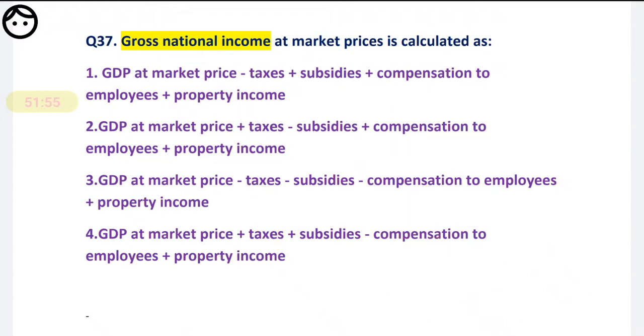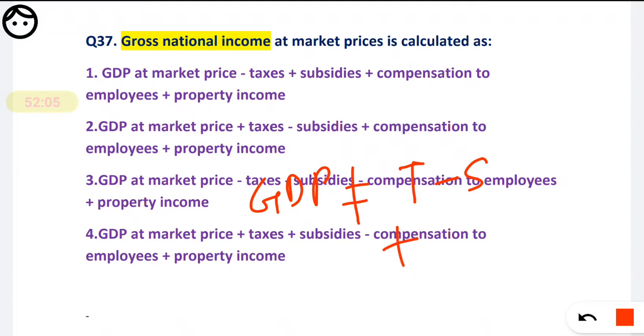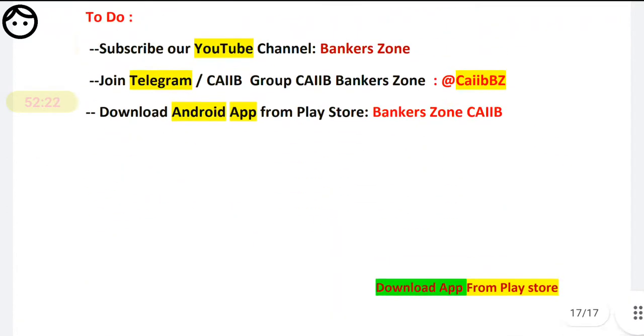You have to just remember the important thing: GDP at market price, plus tax, minus subsidy, plus whatever the income to the Indian from abroad. In this way you can remember, for example, it may be a compensation, it may be a property income. Okay, so the correct option is the second option. So in this way the 37 questions we have completed.